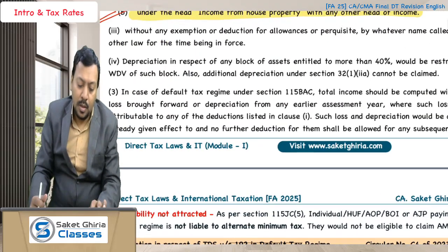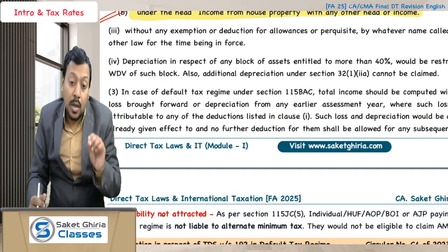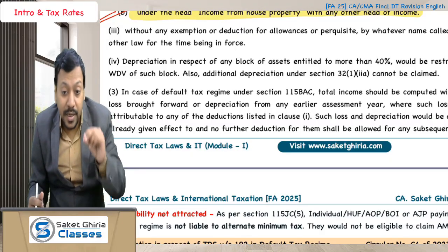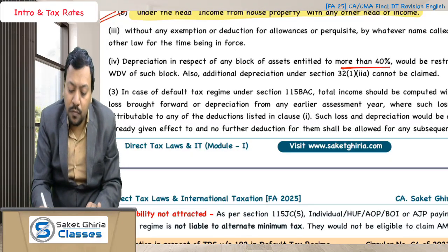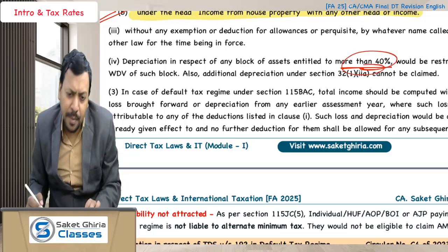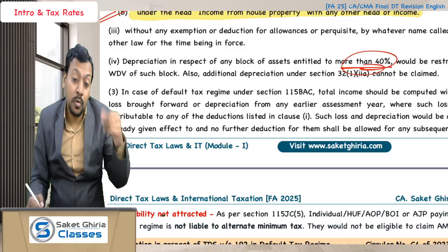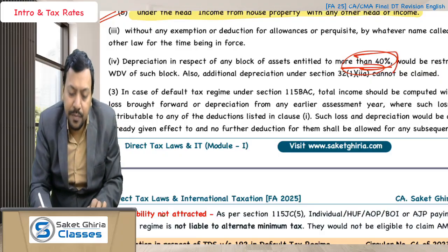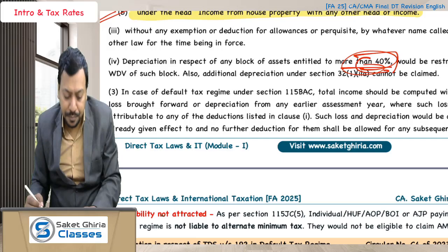Proceeding further. If you remain in the 115BAC regime, the maximum rate of depreciation that will be available to you will be restricted to 40%. Dear friends, there are some depreciation rates which can go up to 45%, but if you remain in the 115BAC regime, then this rate will be restricted to 40%.